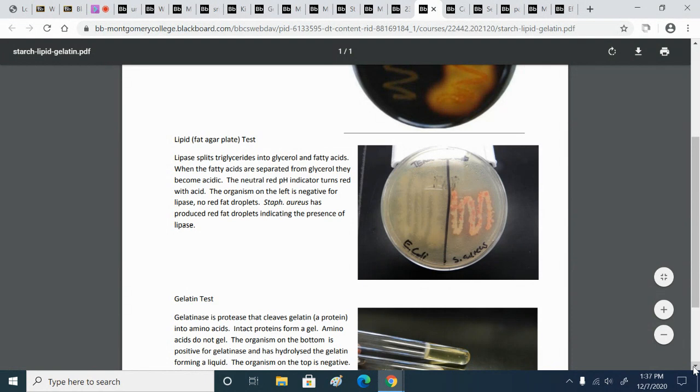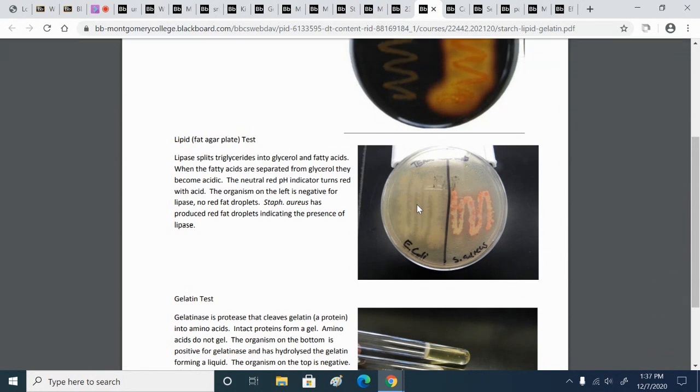So the type of nutrient medium we use is neutral red fat agar. So neutral red is our pH indicator. It turns red with acid. Our source of fat is vegetable oil. And so we look for red fat droplets. And so on the right, we can see the Staph aureus has eaten the fat, right? It's broken the fat down. And so we get the red fat droplets. On the left, E. coli, no red fat droplets, so E. coli cannot eat fat.